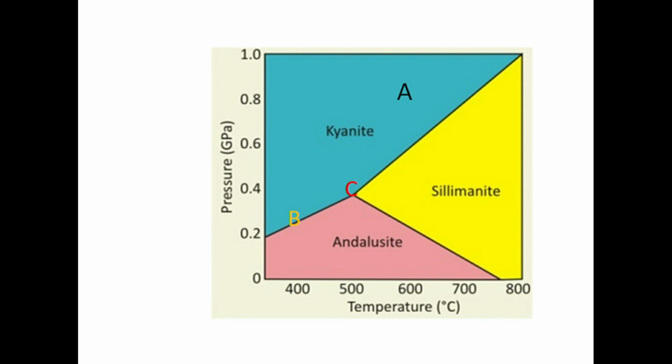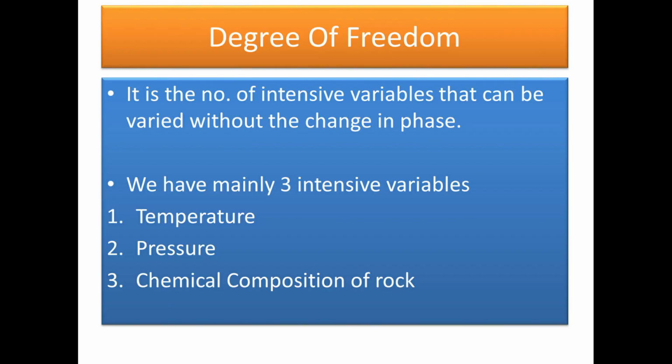Okay, now let's talk about point C. At point C, kyanite, andalusite and sillimanite, all three coexist. So the number of phases at that point is 3. Now if we put the values in the phase rule, we get the value of F as 0. So that's why it is called an invariant point. Now let's discuss the degree of freedom. Degree of freedom is the number of intensive variables that can be varied independently without a change in phase.